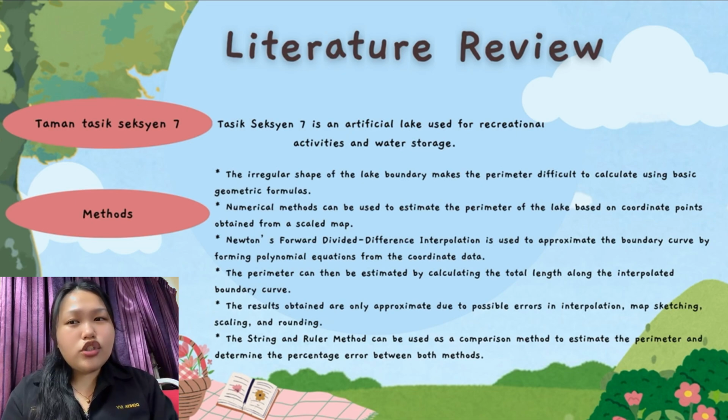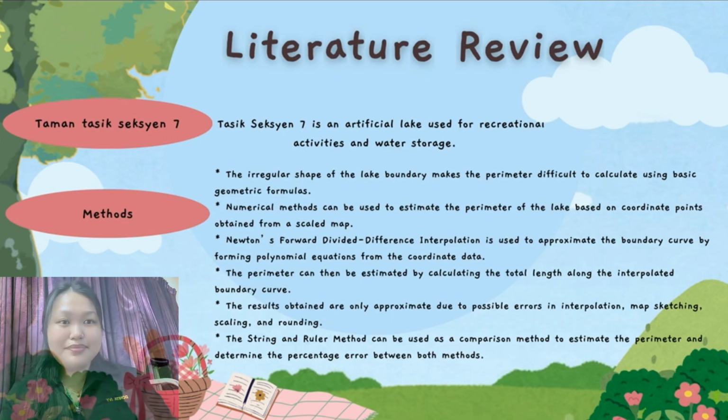Besides that, we also understood that the results obtained are only approximate because errors may occur during interpolation, map sketching, scaling, and rounding processes. Finally, the string and ruler method can also be used as a comparison method to estimate the perimeter and determine the percentage error between both methods. This shows how numerical analysis and calculus can be applied in solving real-world geographical problems.